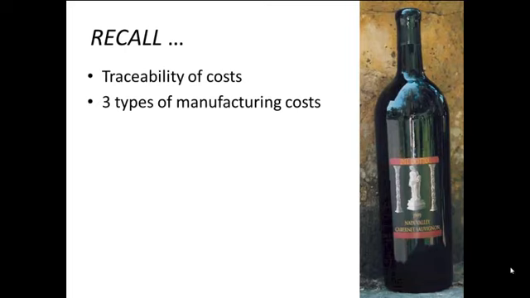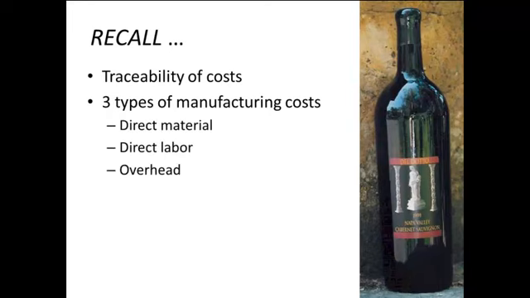Remember in the first day of class, we talked about different ways to classify costs. And one way we talked about was the traceability of the cost to a cost object. Traceability means that some costs are easily and conveniently traced to a given cost object. In this case, we're going to be talking about a product. Other costs are not easily and conveniently traced. We call those indirect costs. We have three types of manufacturing costs. We have direct material, direct labor, and overhead. Direct material and direct labor are direct costs. Those are the costs of materials and labor that can be easily and conveniently traced to a given product. Overhead, those are all the other costs that go into making that product, but they cannot be easily and conveniently traced to a given product.